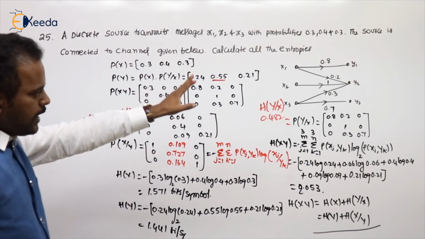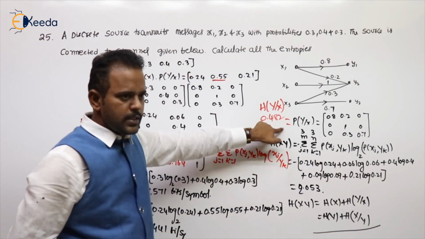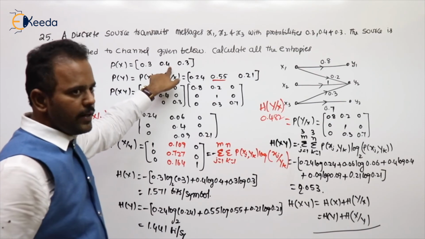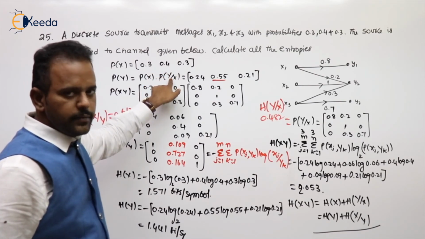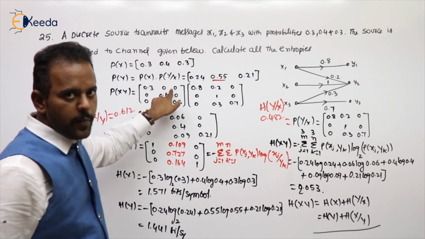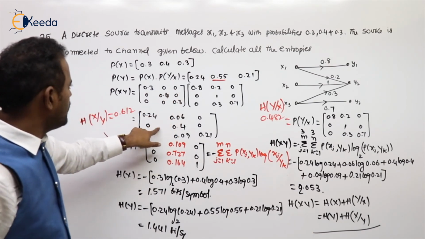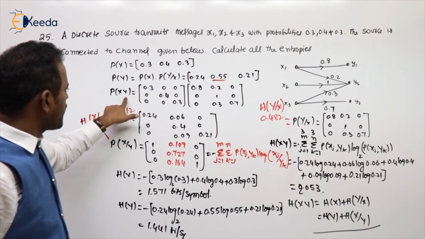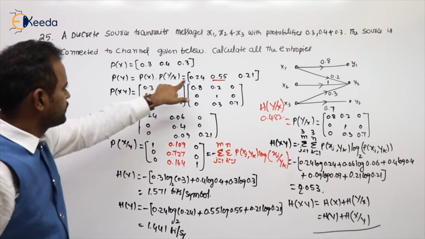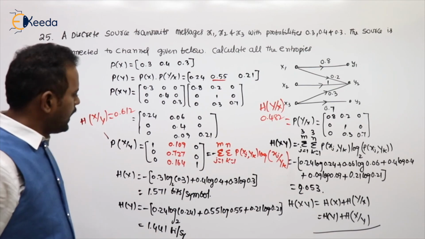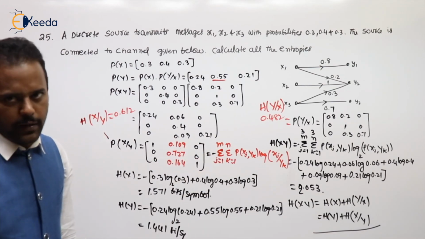So from the channel, I calculated the channel matrix, and the given input, the calculated output, and the conditional and joint probabilities were calculated. From there another conditional probability was calculated. How did I get this one? Dividing columns of the joint probability by P of y. And then the entropies, we know the formula. Clear?